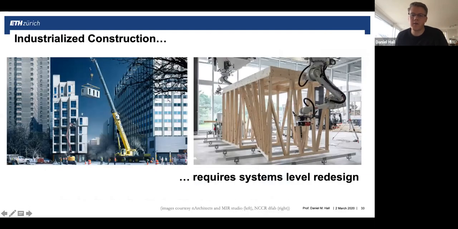Okay, so if we talk more about this mirroring challenge and why we're seeing this change, the point that I like to make is that industrialized construction really requires a systems level redesign. So it's not about changing little pieces. That's prefabrication. Just taking an old design and making it off-site is prefabrication. Industrialized construction is a full systems level redesign where you optimize for very different things than you do in the traditional kind of design bid tender process.